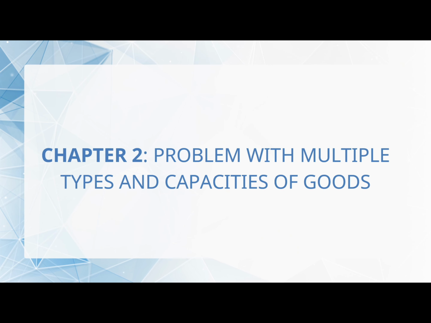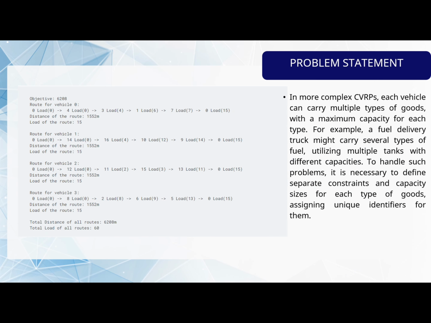Going to the second chapter, we will show the problem with multiple types and capacities of goods. For a more complex case, the problem can involve different types of goods with a specific capacity constraint for each type. For example, a fuel delivery truck might carry multiple fuel types in separate tanks of varying capacities. Handling such a scenario requires specialized callback functions and distinct capacity attributes for each type of good.